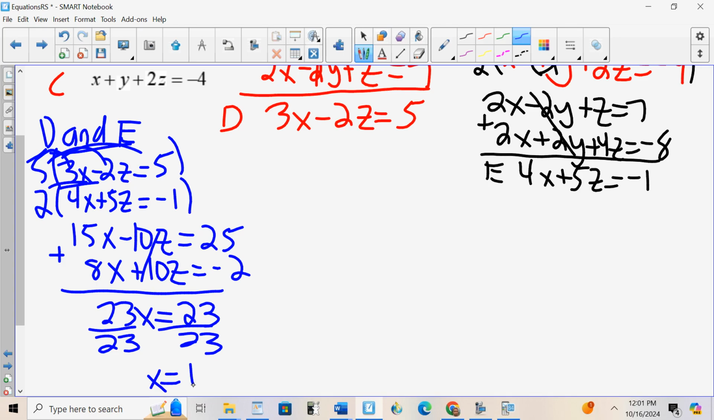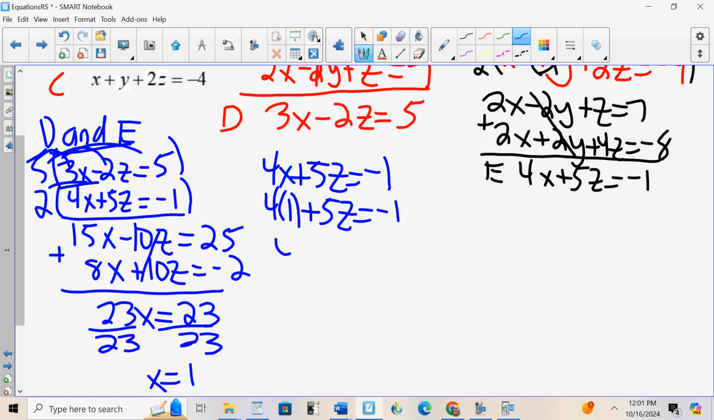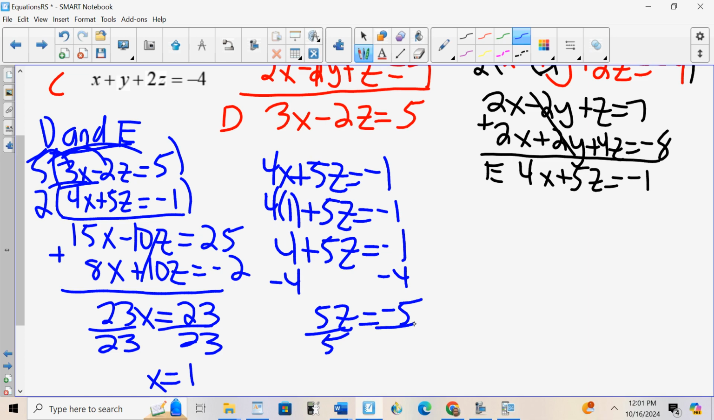I then choose one of the original 2x2s. I'll choose E. 4x plus 5z equals negative 1. And I replace the x with what I just found, the 1. And now I solve it for z. Minus 4, 5z equals negative 5. Divide by 5. Z equals negative 1.